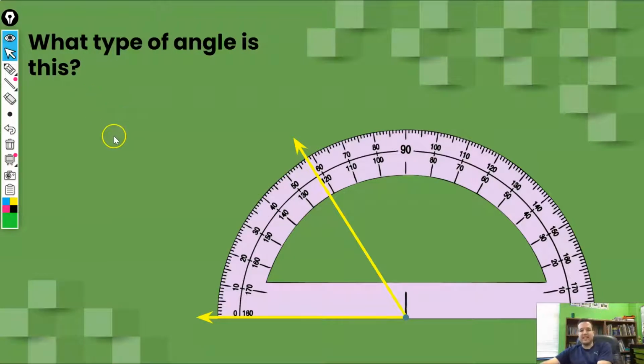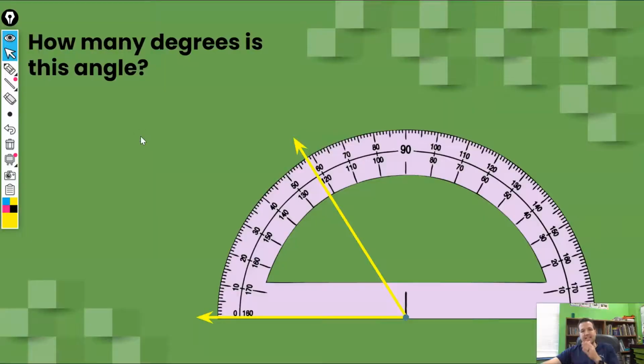What type of angle is this? Again, this would be an acute angle. It's less than 90 degrees. That's not the hard question. The harder question is this. How many degrees is this angle?